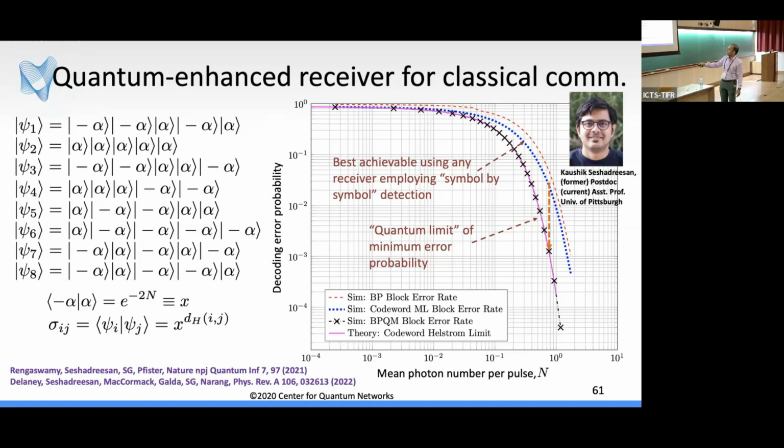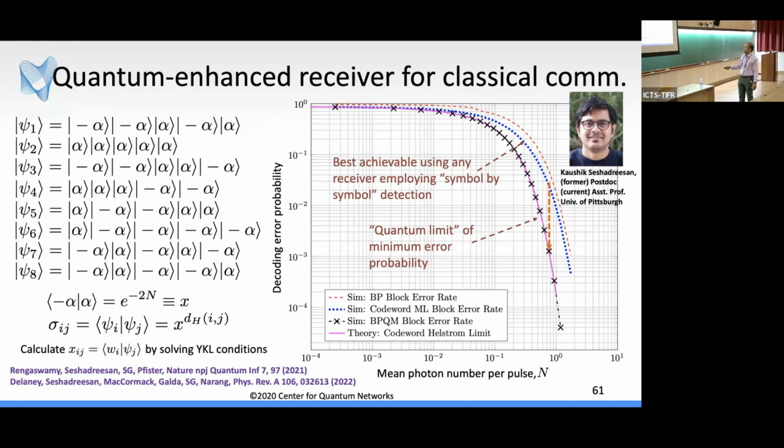So the general inner product between the ith and the jth code word is X raised to the Hamming distance between the 2 code words. This is the number of places in which they differ. So Kaushik went ahead and solved those crazy simultaneous equations and found this pink line, probability of error as a function of mod alpha squared on this axis.